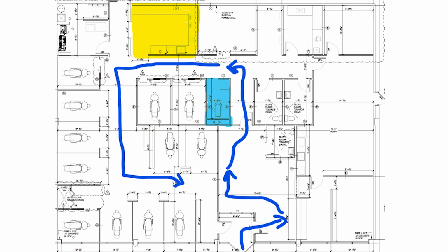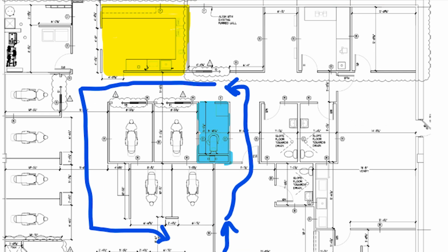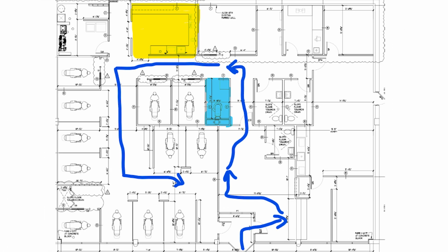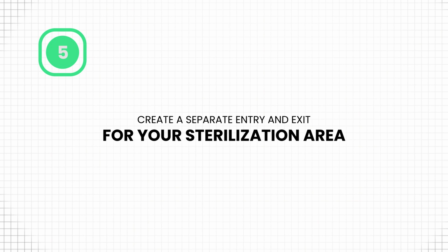Next, highlighted in yellow is our sterilization room. If you notice, we have a separate entry and exit. This is done on purpose as we don't want our people running into each other and creating a bottleneck. Years of building dental offices definitely helped us learn this one. So pro tip number 5, create a separate entry and exit for your sterilization area. This isn't really hard to create or do, but it will make your team a lot happier.